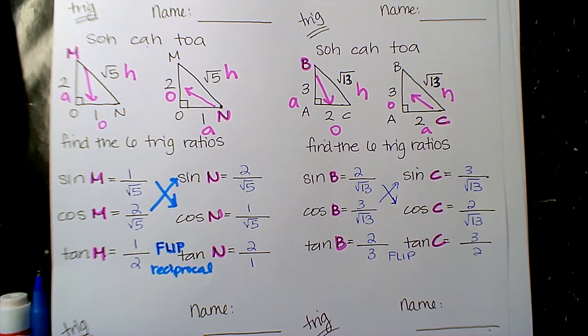This is always the case. This flip, reciprocal, always. Wait, so is this always... No, hypotenuse is opposite the 90.